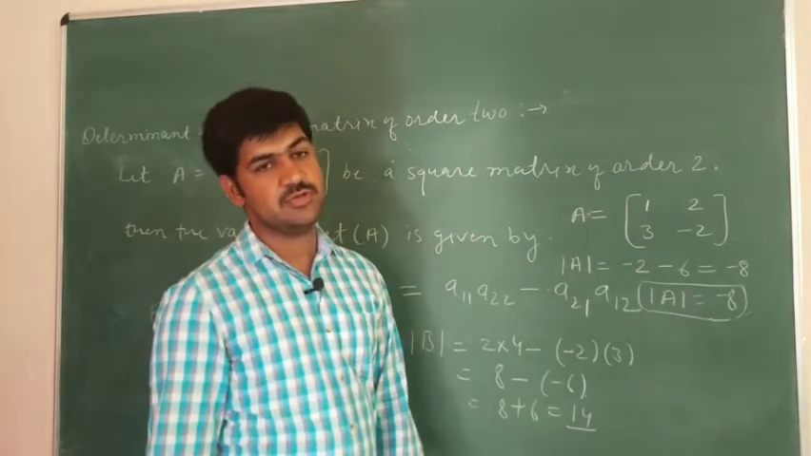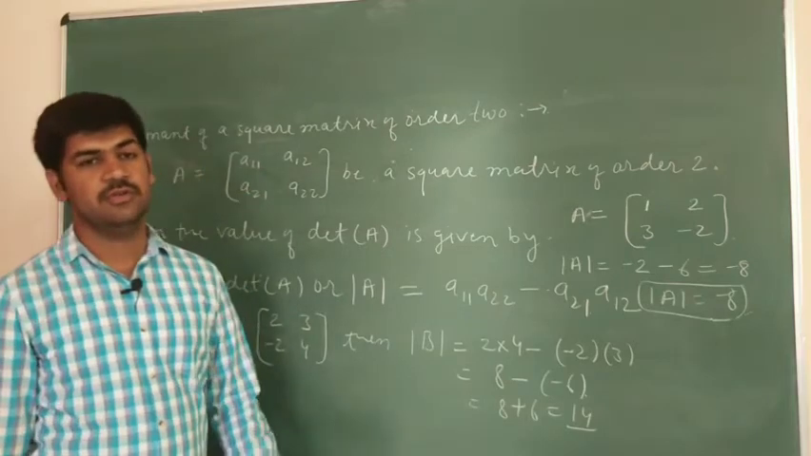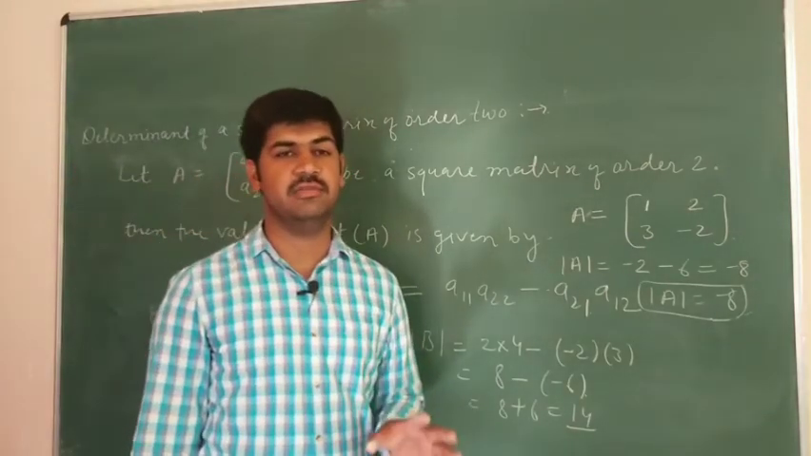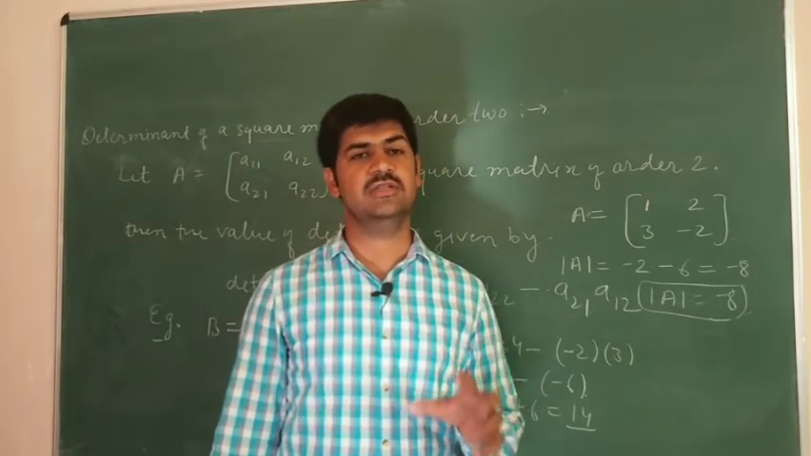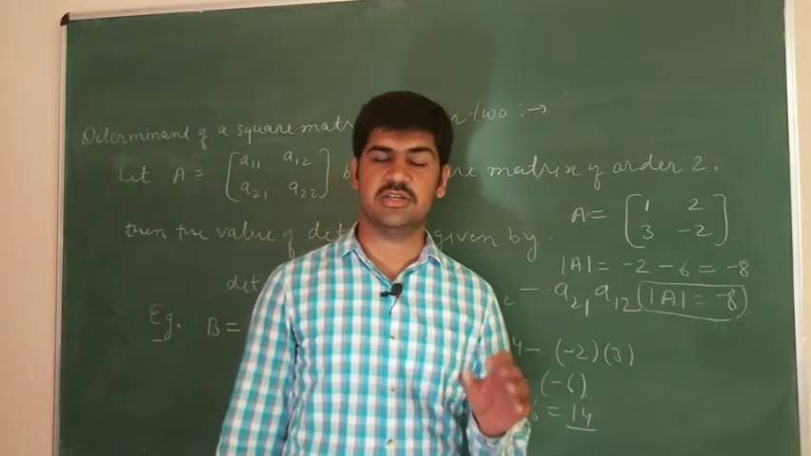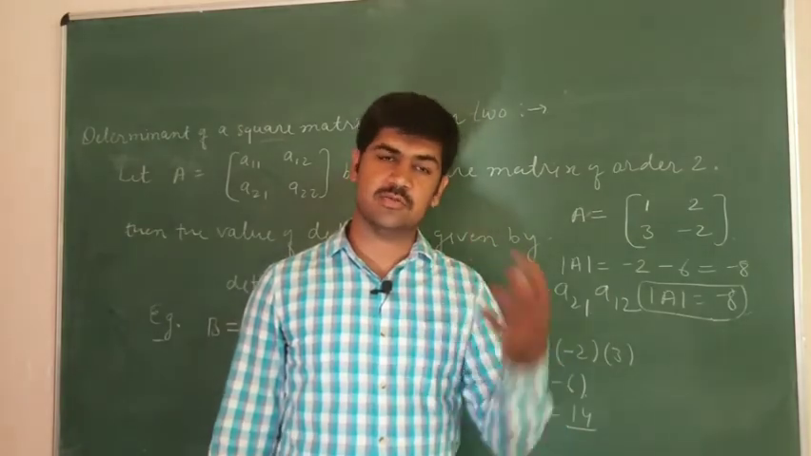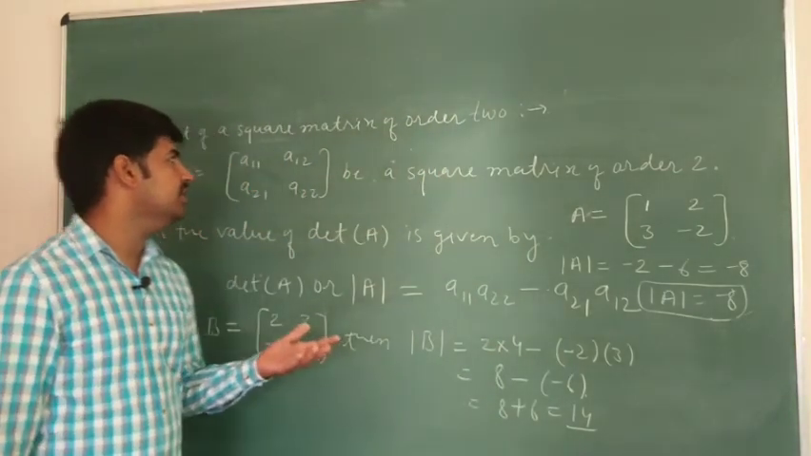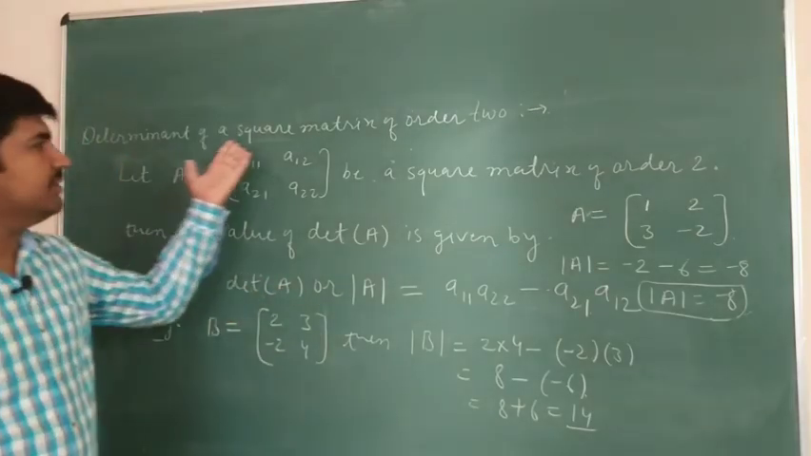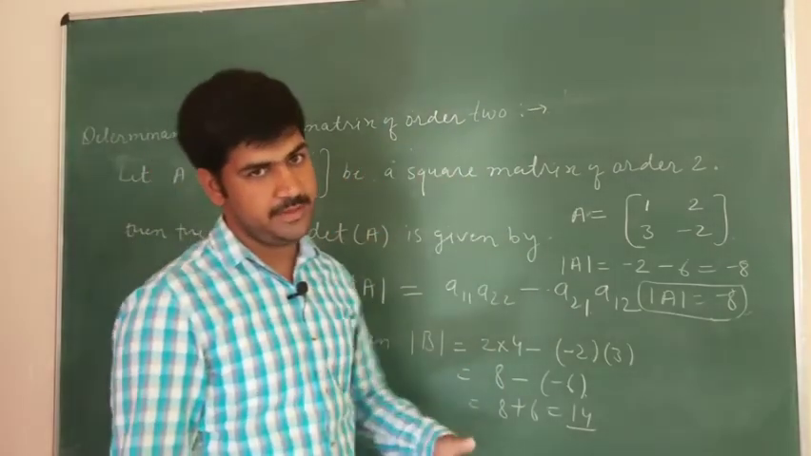I am sure you have understood how to find the value of the determinant of a square matrix of order 1 and order 2. Also, what is a determinant? A determinant is a number associated to a square matrix. So now we will also study the determinant of a square matrix of order 3 in the next video.